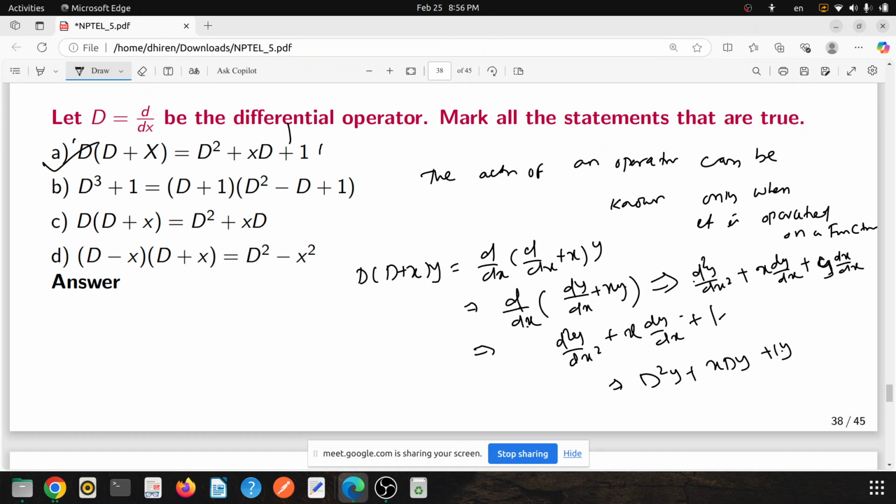Similarly, you can check for the rest of the options. I am leaving it up to you. Another statement that is correct is option B. You can check.